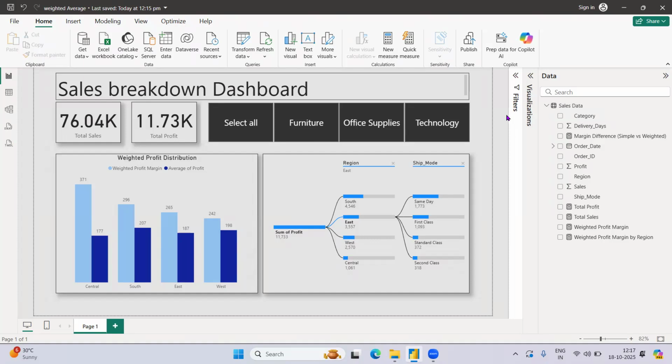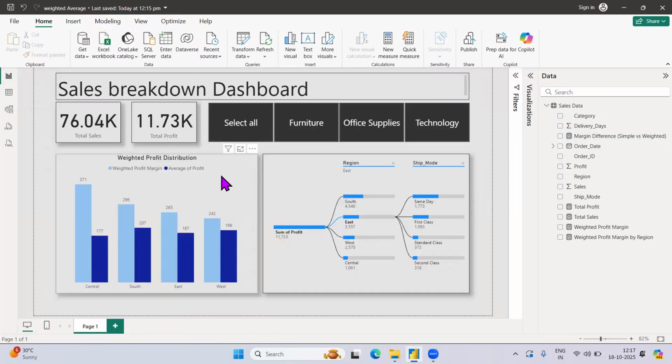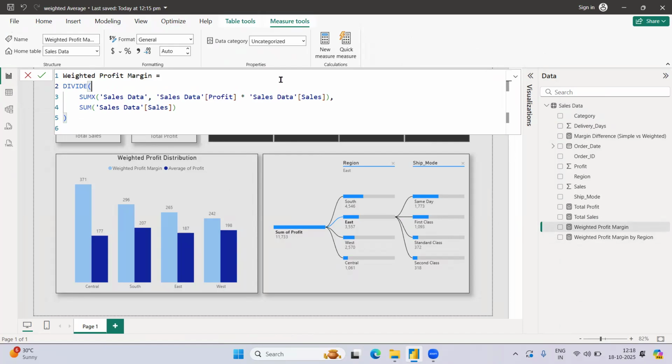For this, I have just taken a simple sales superstore data. I have written down the data with a bit less complexity. Let's say we have just order ID, region, category, sales, profit, delivery days, shipment mode, and the order date. This is a sample, very small dummy data that I have generated. Based on this, we are going to calculate the weighted profit average. So how can you calculate this and how can you use it? Let's see.